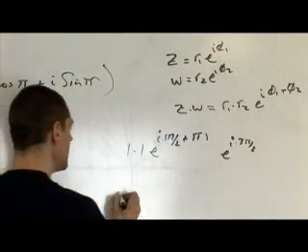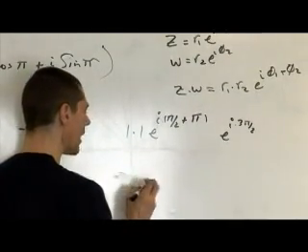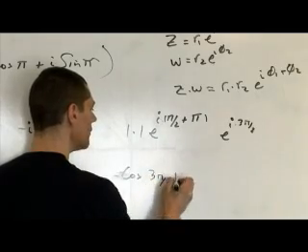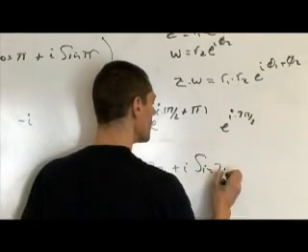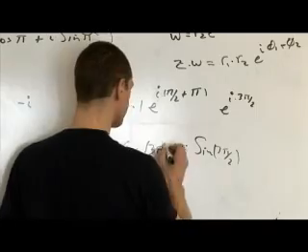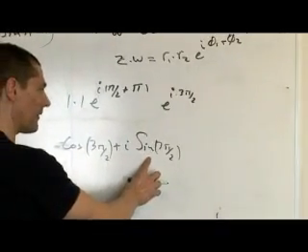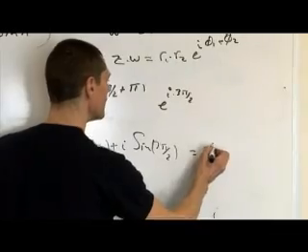This is e, so e to the i 3 pi over 2 is cosine 3 pi over 2 plus i sine 3 pi over 2. Cosine 3 pi over 2 is 0. Sine 3 pi over 2 is negative 1. This is negative i.